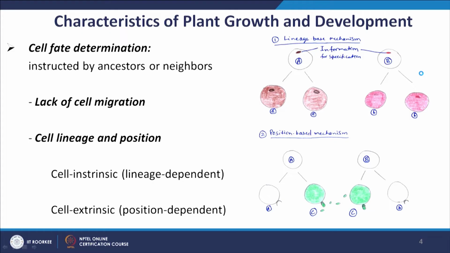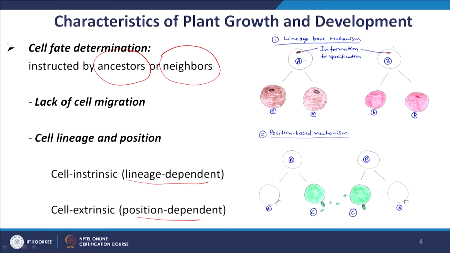So, if you look at the information which helps a cell to take its proper fate, it can be either cell intrinsic or cell extrinsic. Cell intrinsic means it is lineage dependent or position dependent. If you look at this schematic diagram, if it is a lineage based mechanism, then what happens? Consider this is cell A, this is cell B. They may be next to each other, but cell A will already have its own information for specification.